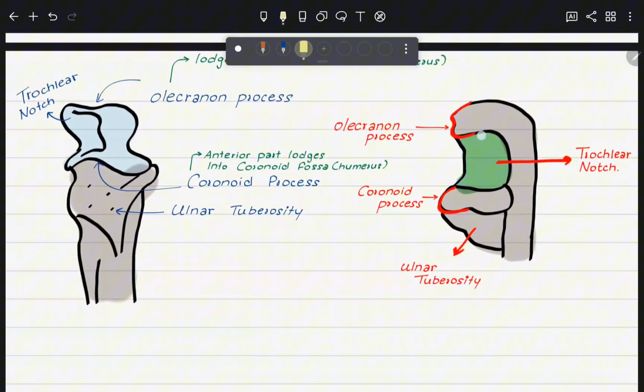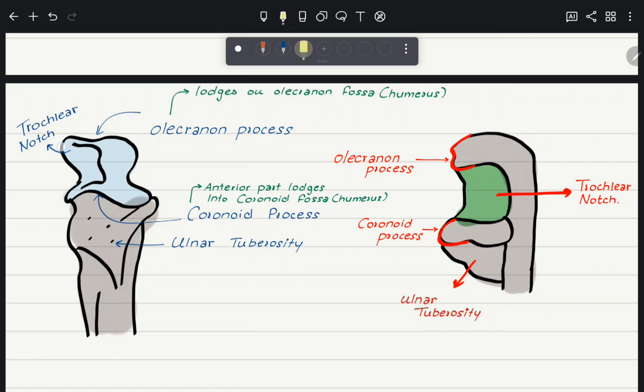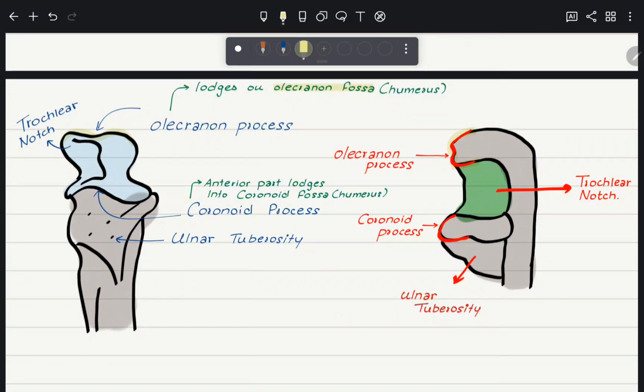Looking more at this upper end, as we have discussed, this one right here is the olecranon process. The olecranon process lodges in the olecranon fossa, which is on the posterior side of the humerus, as we have learned. Then we have here the coronoid process. The anterior part of the coronoid process lodges into the coronoid fossa in the humerus. Here we have the ulnar tuberosity. See this part here. This part is the trochlear notch.